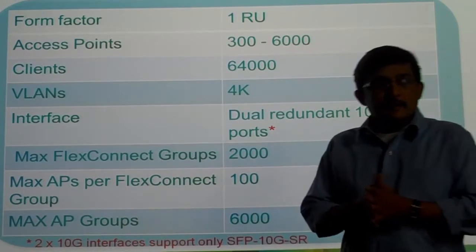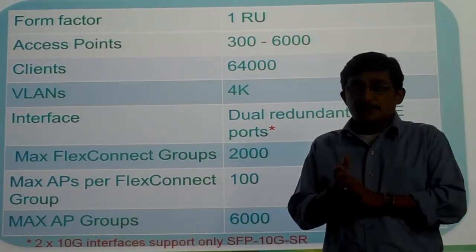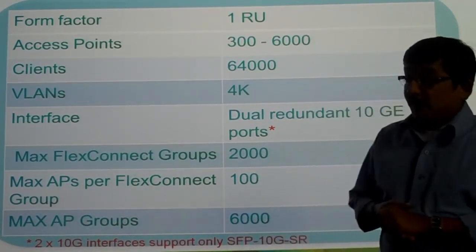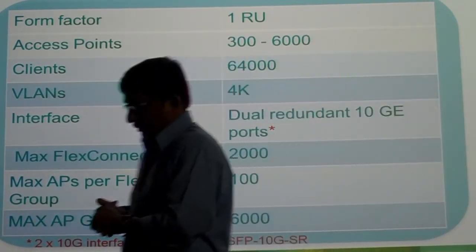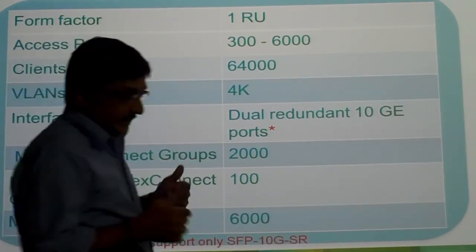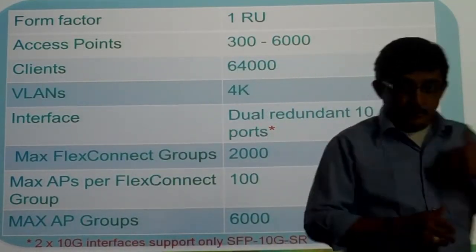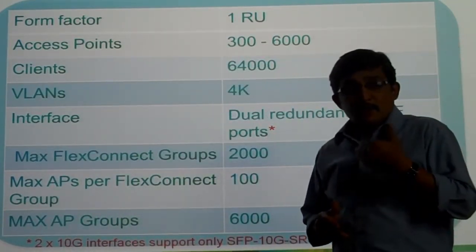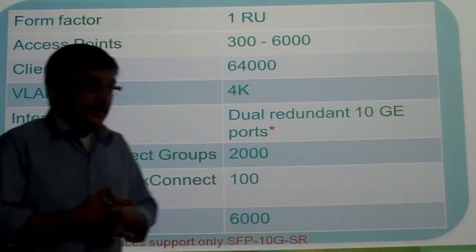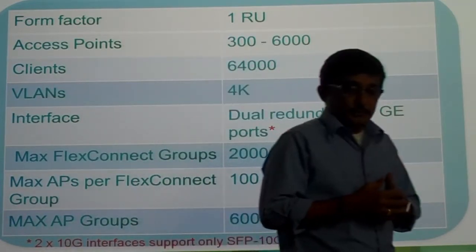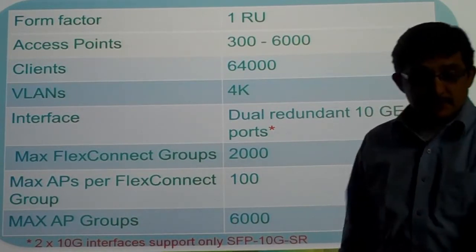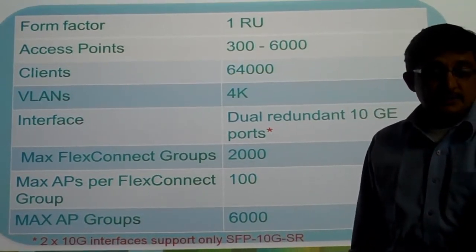The max number of APs it can support is about 6,000, and 64,000 wireless clients. The number of VLANs it can cater to is 4,096. It has two 10 gig interfaces connecting to the infra switch, and the number of FlexConnect groups it can support is about 2,000. Per FlexConnect group it can support up to 100 FlexConnect APs, and the maximum number of AP groups is the same as the number of APs supported, which is 6,000.